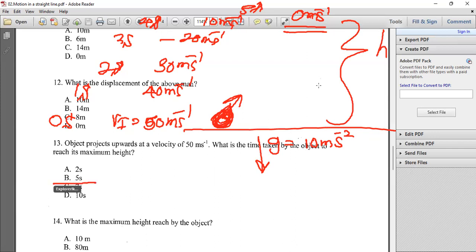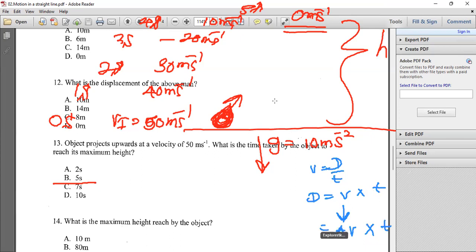5 seconds. Then they ask us to find the maximum height reached by the above object. Here what you have to do is calculate the displacement. As you all know, velocity equals displacement divided by time, so displacement is velocity into time. Now in this case, there's no constant velocity. The object has a varying velocity, so you'll have to calculate the average velocity, and multiply it by the time taken for the motion of the object.